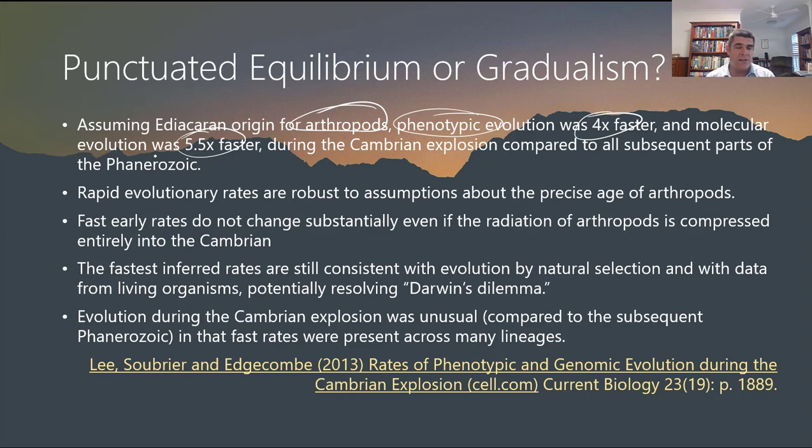And yet, when we look at some of these rates, we think there is a consistency with the idea of Darwin's natural selection. But what we do have to understand is that maybe some of the selective pressures were so significant during this time that it really fueled some of these very high rates of evolution amongst a range of different organisms, not just the arthropods.